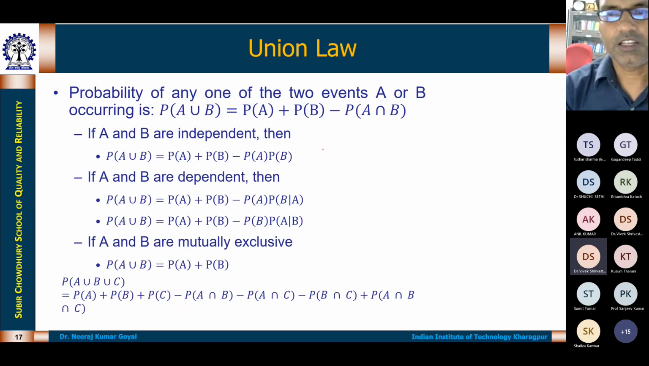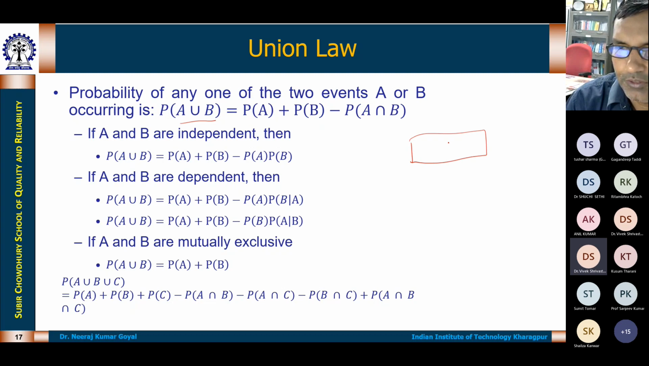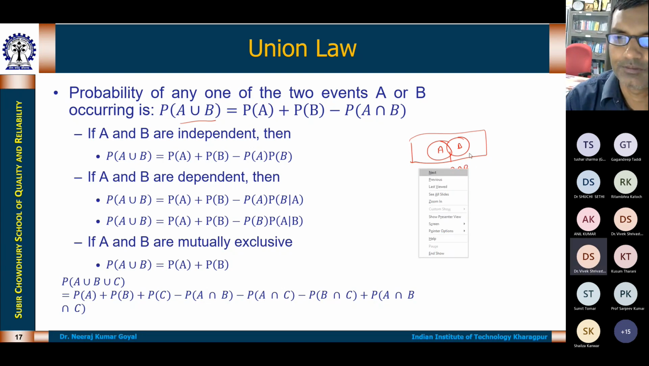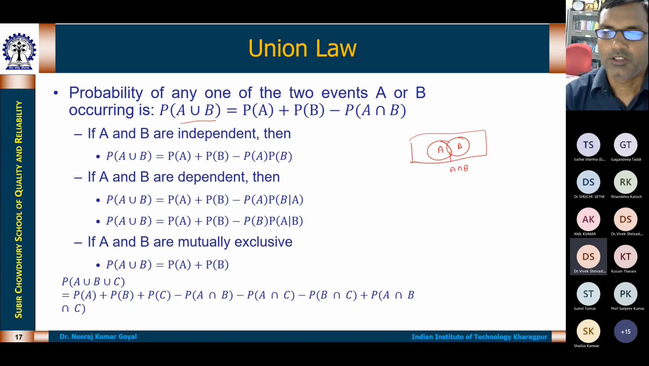Right. So the law of intersection is applicable to the series system, right? Fine. Then comes the union law. The union law is the probability of A union B, right? If we have two events A and B, right? We have A intersection B, right? Now what happens if I want to know the union of A and B?